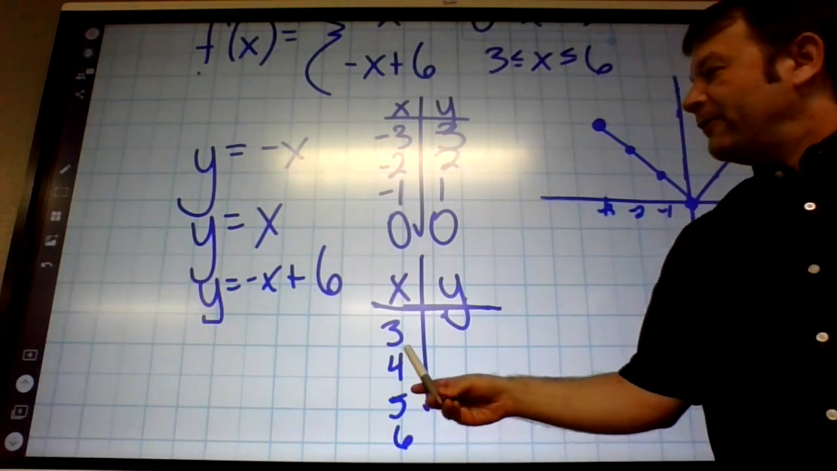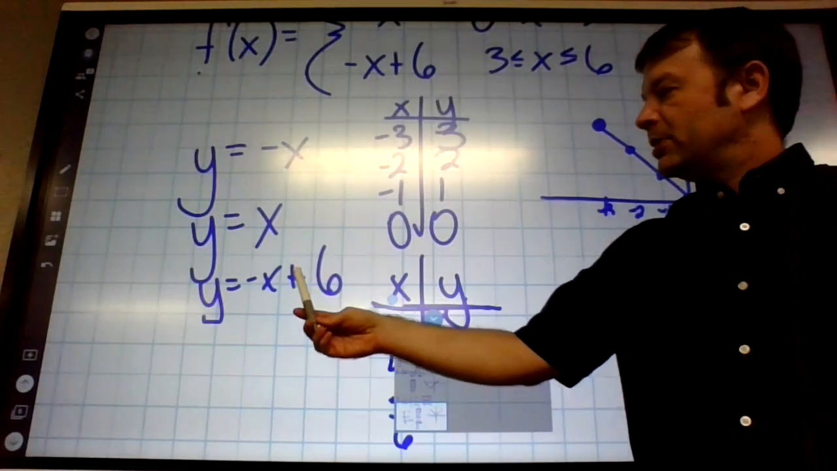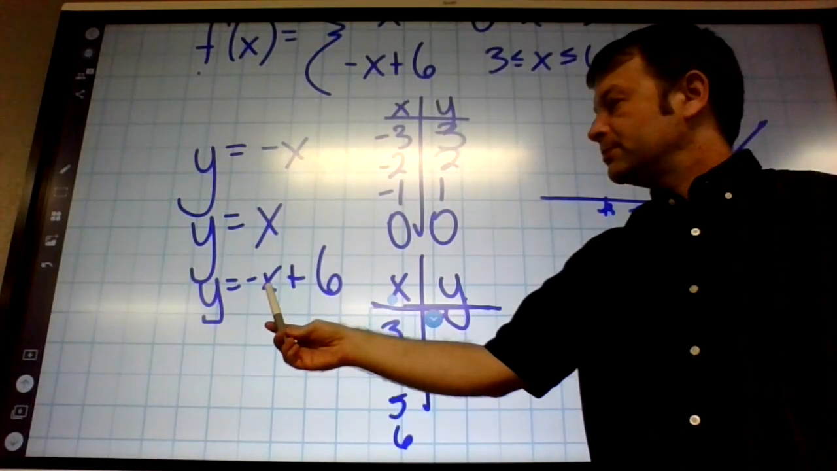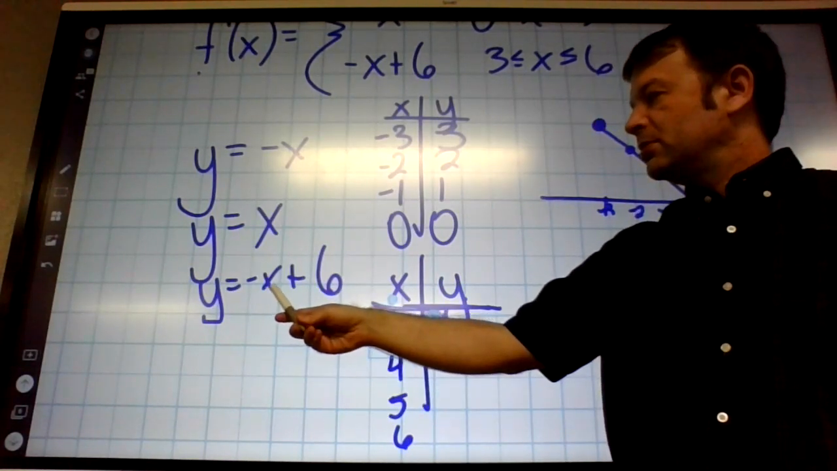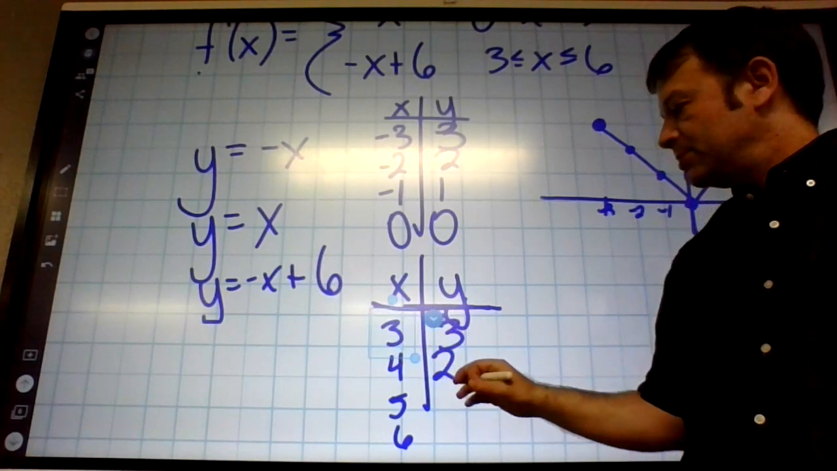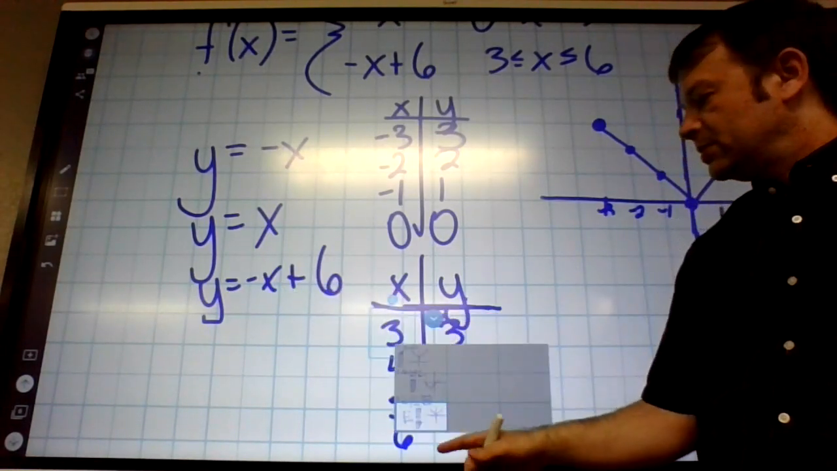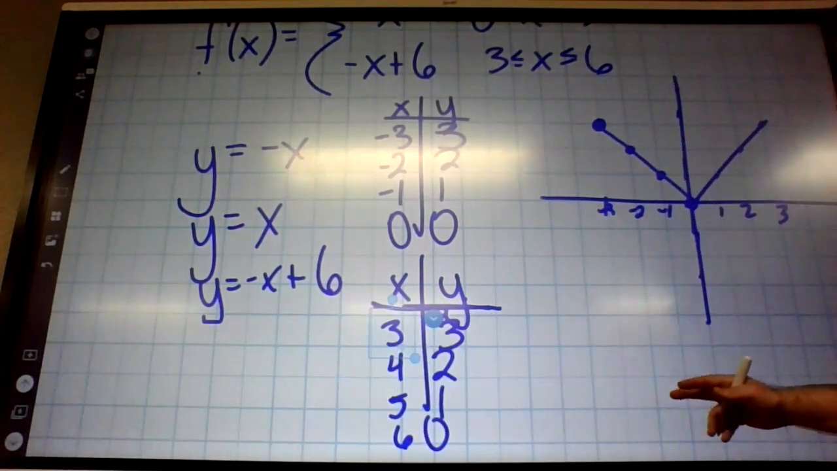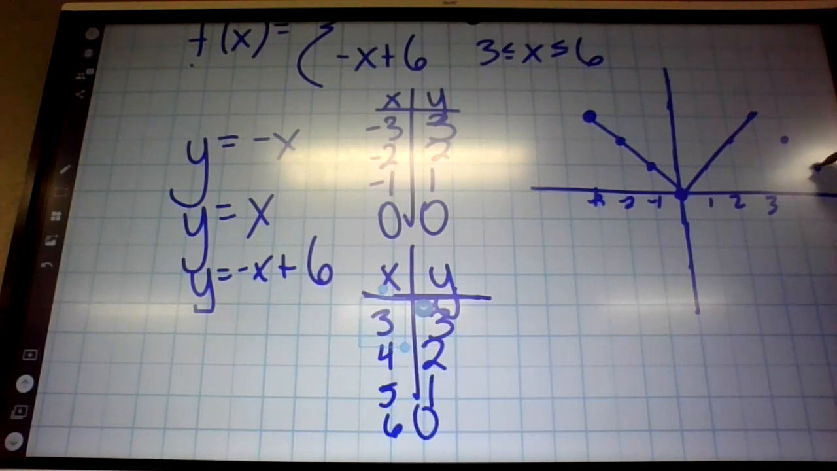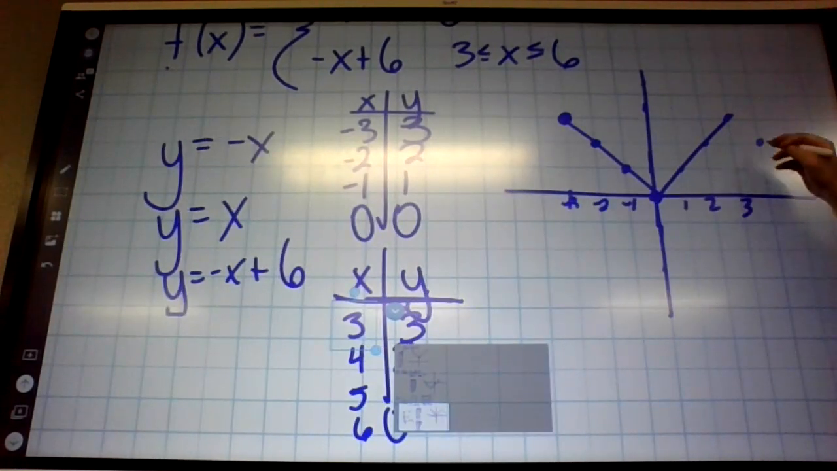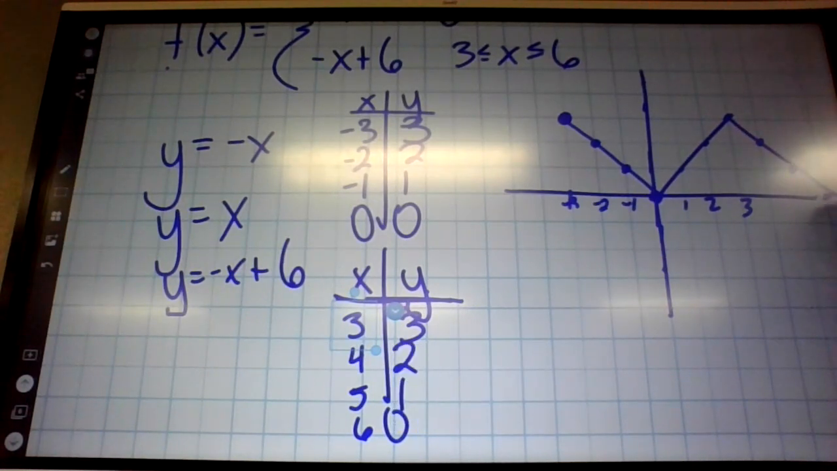Okay, if I plug in 3 for x here, what am I going to get? -3 plus 6 is 3. If I plug in 4, -4 plus 6 is 2. 5, 1. 6, 0. So you see there's a pattern. We're going 3, 3, 4, 2, 5, 1, 6, 0. So it's a zigzag, basically. Notice I'm not drawing arrows because they don't keep going. They stop right there.